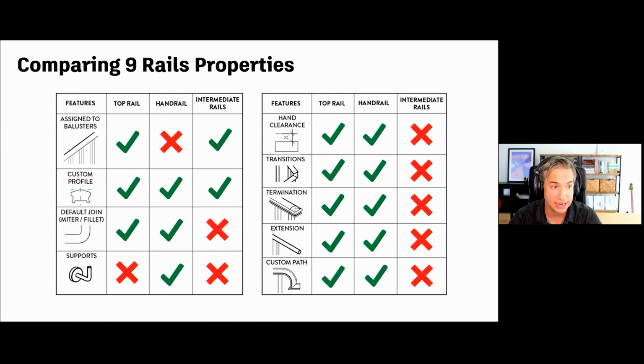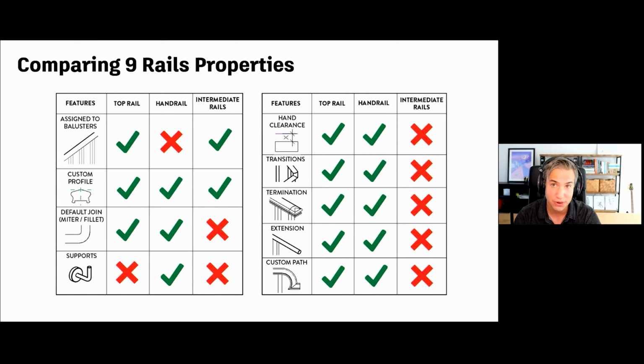I made this chart that compares all the features between the top rail, handrail, and intermediate rails. You can see the top rail and handrails have access to most of these features, but not the intermediate rails. Intermediate rails are much more limited. They can have a custom profile and you can assign them to balusters, but you don't have access to the rest of the features. And the top rails and handrails are very similar, except that the handrail doesn't have access to assign to balusters.